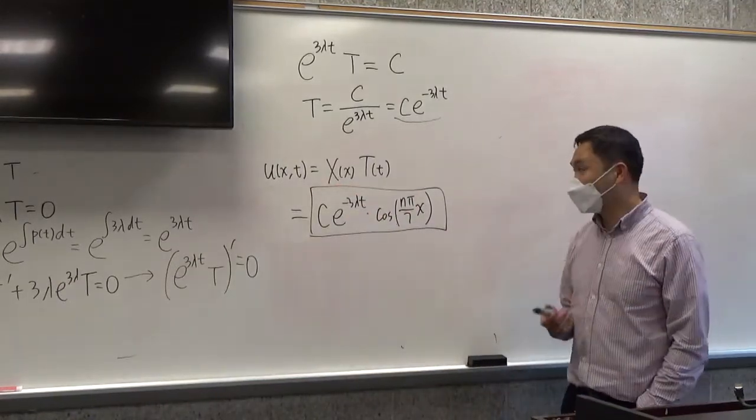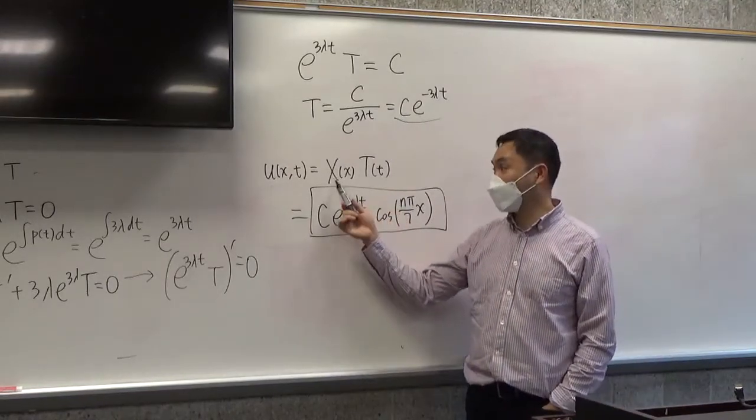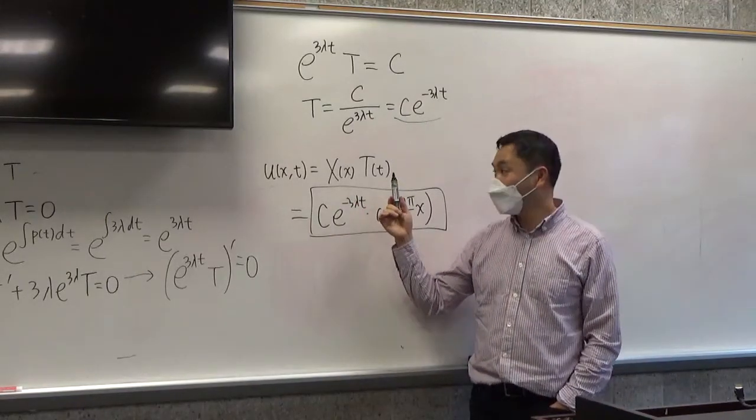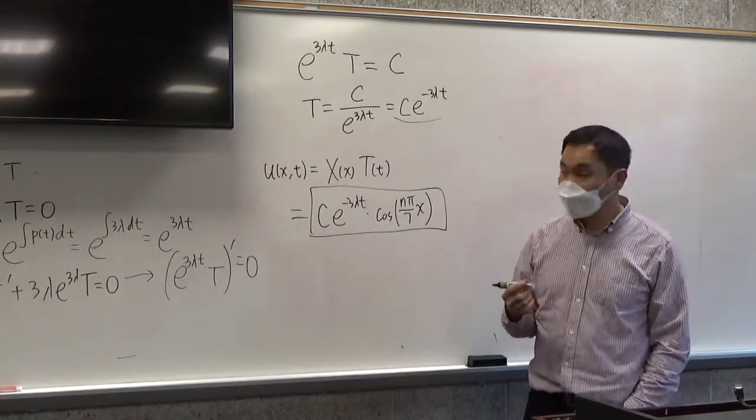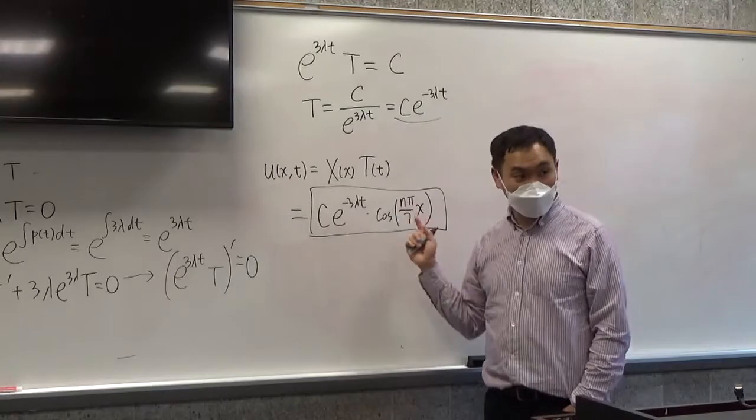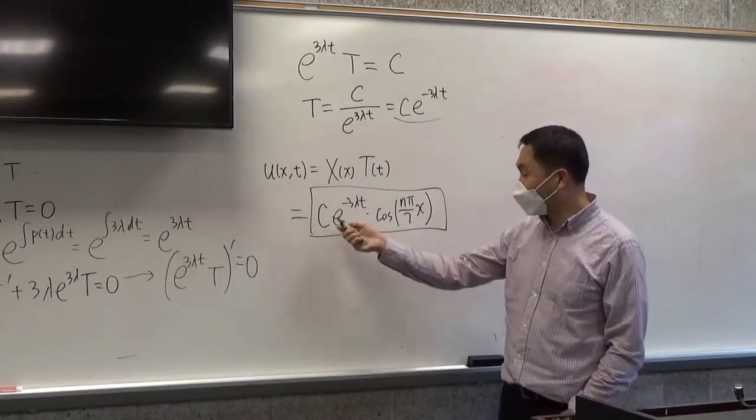We decided to look for any solution that looks like a function of x times a function of t that would solve the heat equation and the boundary conditions in general. And we got this. These are the only ones. Those are the only type of solution.